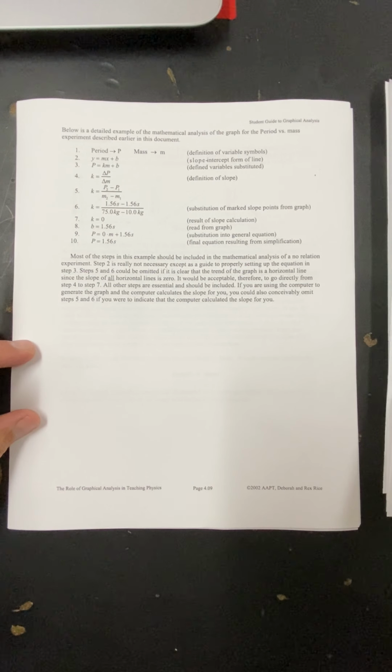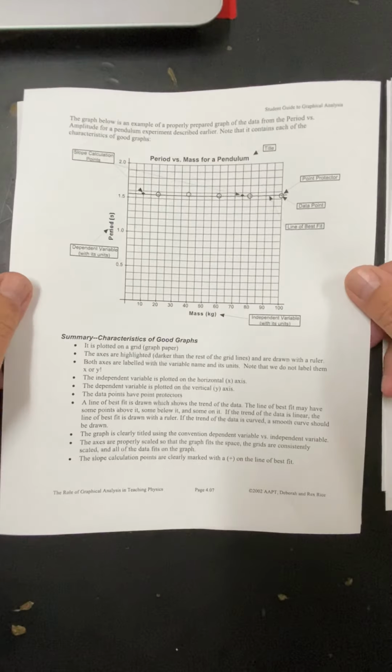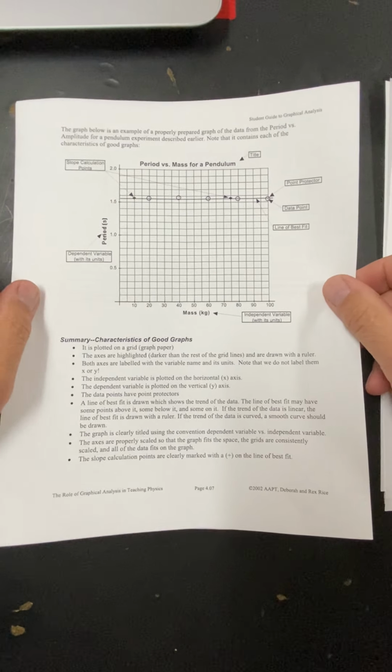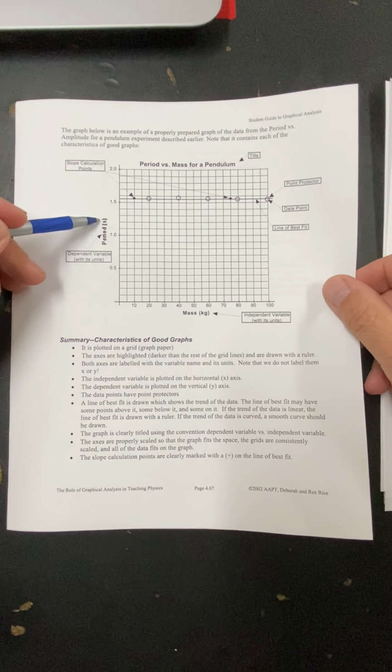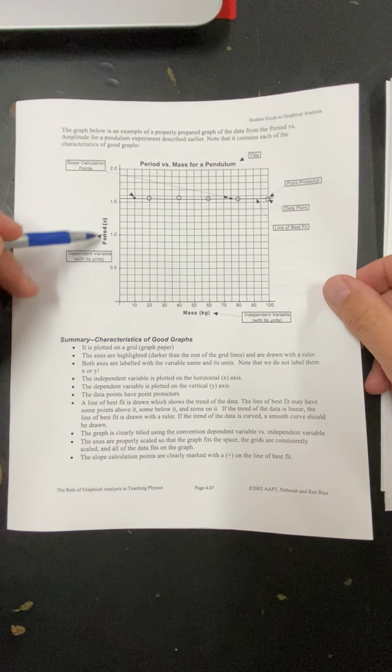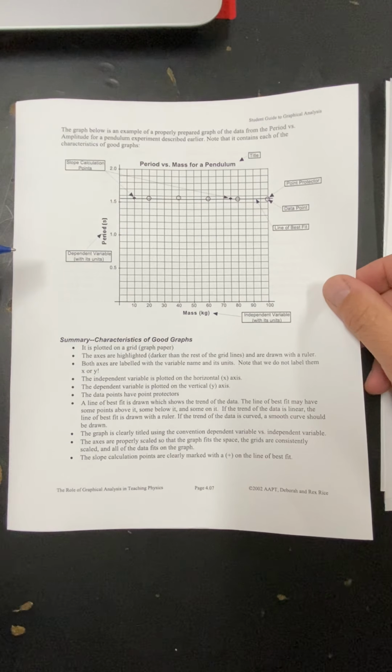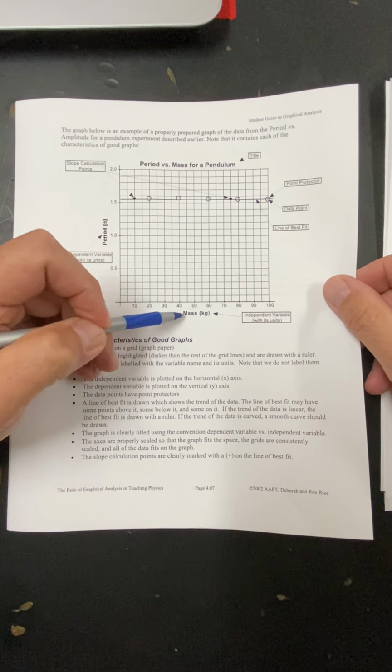Well, how would you go about doing this? How would you go about coming up with an equation for this graph? So looking back, this is the graph. Period is over here, measured in seconds. This is the unit. Period is the quantity. Mass is the quantity. Kilograms is the unit.